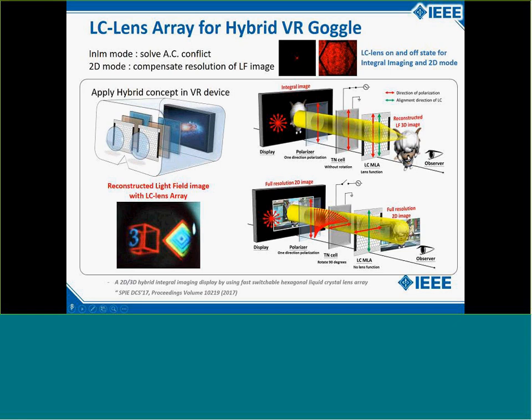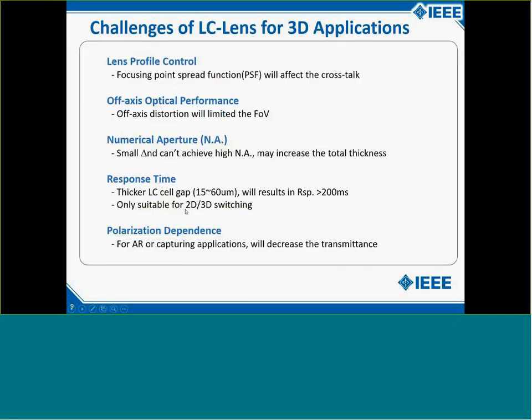So the observer can see the depth information by using this light field 3D image, and can also see the high resolution of the 2D information. And this is the reconstructed image. You can see the cube and also this pyramid, which can have these sections by using this liquid crystal lens array.